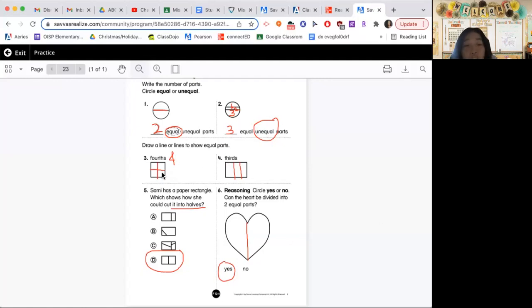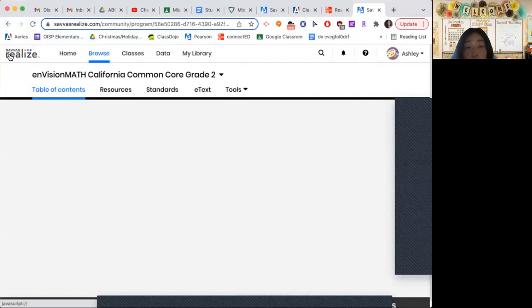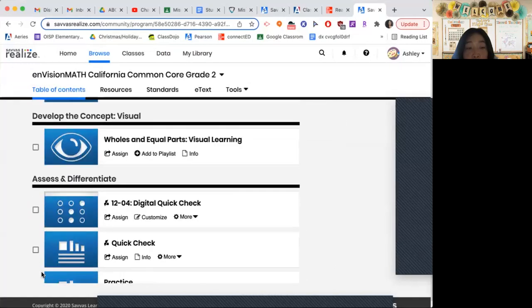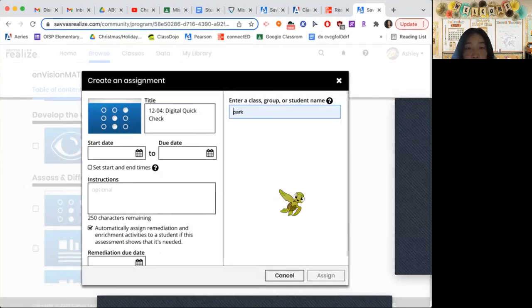So you'll notice that you actually did 2 slices to make fourths and 2 slices to make thirds. The reason being is for fourths, you actually went across. Do you see how these lines pass through each other? These ones don't. Because you just put them straight down, they only made 3 cuts instead of 4. Okay, all the answers are in the chat. What we're going to do now is work on your 12-4 digital quick check. So let me go ahead and assign it. Let's review it, and then you guys can get started on it.